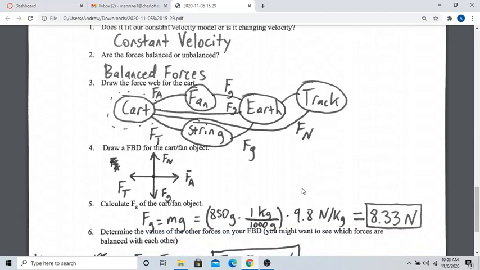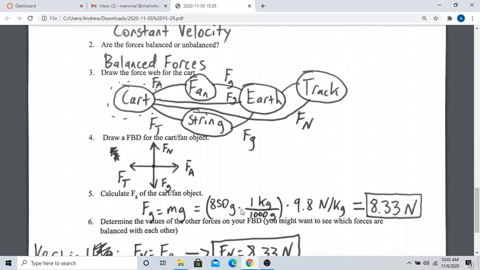So again, you take that, divide it by 1,000, then multiply it by the gravity field of the Earth. When you go through and do all of that, you get that the weight of the fan cart is 8.33 newtons. So that's how much it weighs, right? And that gives us the keys that we need to finish the rest of this question.